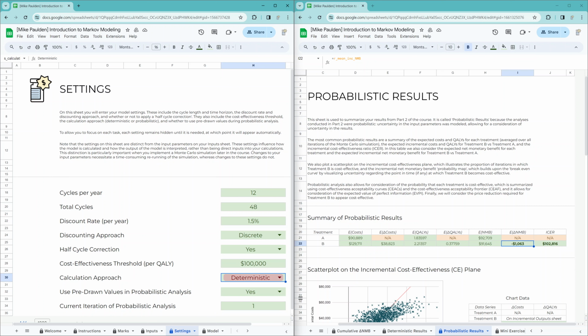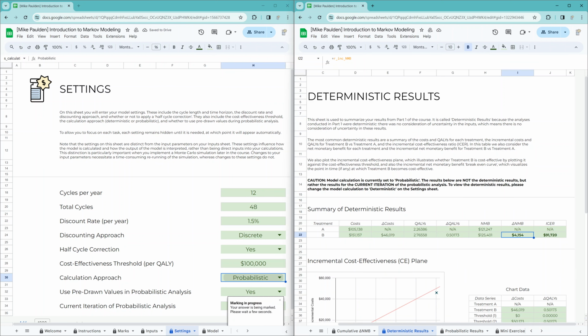If we have this on probabilistic, which is what it was on the previous video, then on our deterministic result sheet, what this is showing us is actually just the very first iteration, because this iteration value is 1, the very first iteration of the probabilistic analysis, which by coincidence is very close to the deterministic result. But that is just a coincidence. So we should not have been comparing the probabilistic result to that, 91,000.